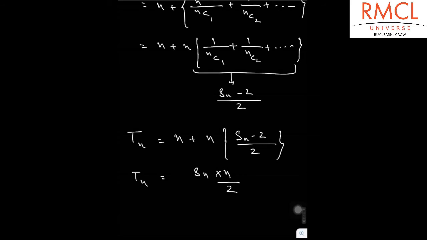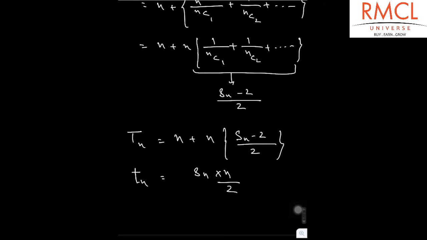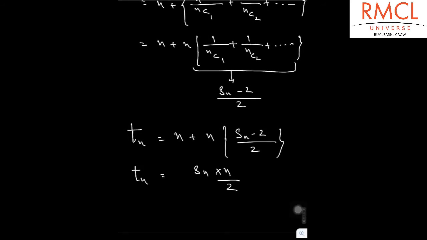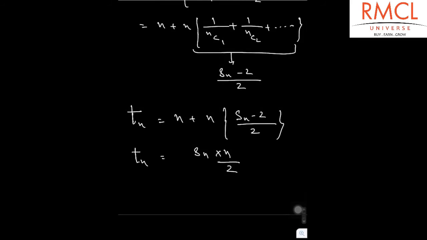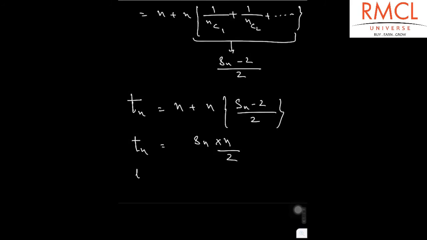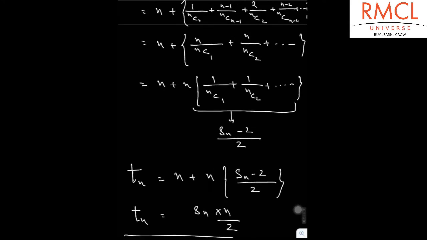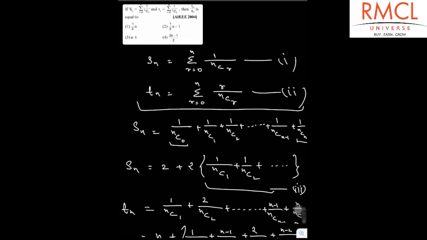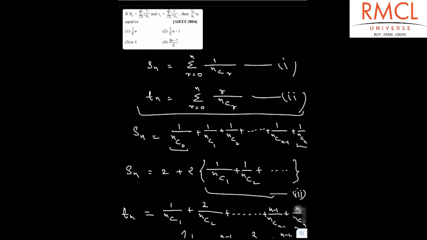So the value of Tn is equal to Sn multiplied by n by 2. So the value of Tn upon Sn is given by n by 2. Therefore option number 1 is correct.